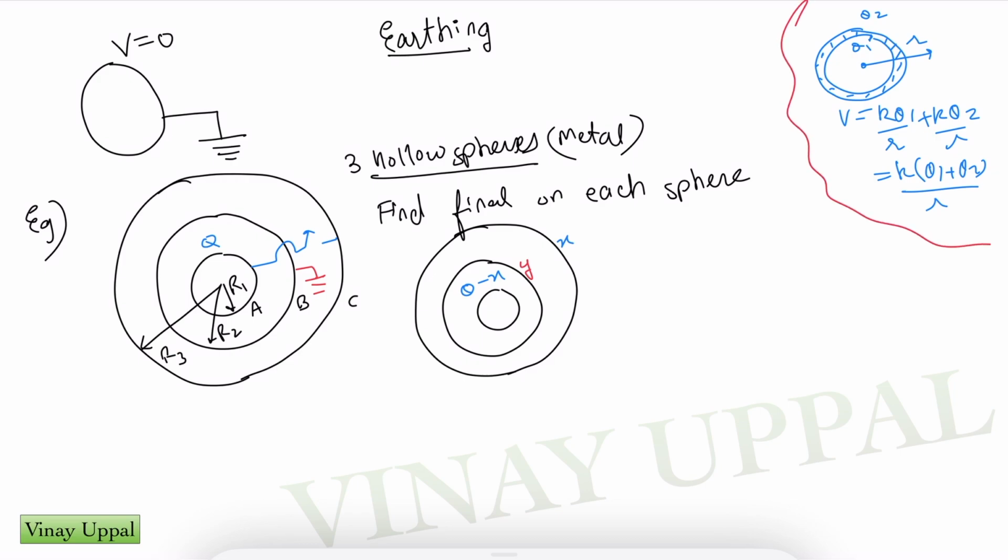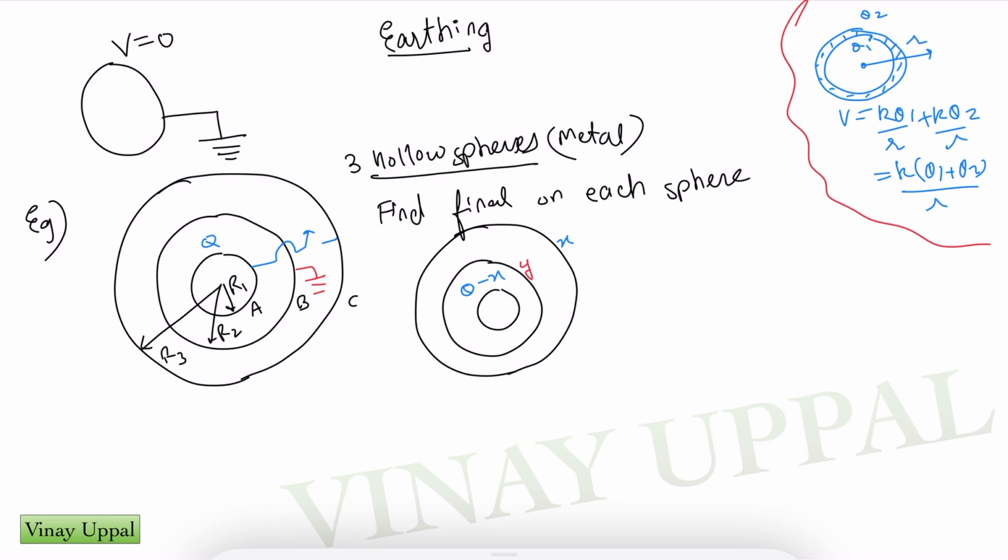If you distribute the charge before doing any calculations, you'll end up with many surfaces. Each sphere will have inner and outer surface, two surfaces, so it will be like each sphere is basically two hollow spheres. We don't want to increase our calculation, and we don't have to. So in such questions, do not distribute the charge initially. Take the variables as the total charge on each individual spherical shell.